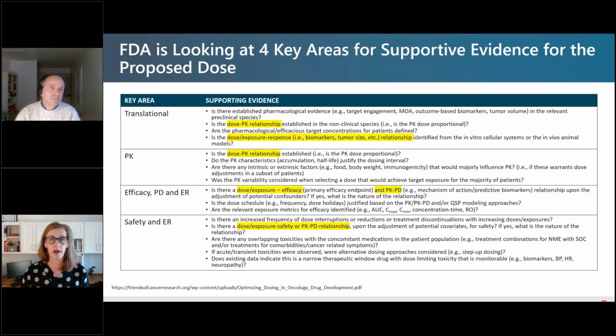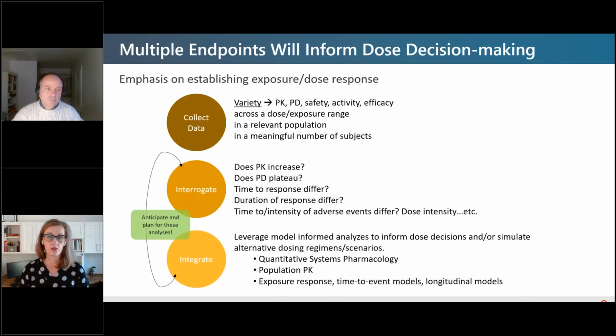Next slide. As I wrap things up, in the Friends of Cancer Research White Paper, an outline of the 4 key areas and associated critical questions for supportive evidence of the proposed dose was outlined. I provide a brief summary of the table here and have highlighted that for all of the key areas for translational, PK, efficacy, and safety, dose or exposure response relationships are being scrutinized. Next slide. In conclusion, for dose optimization, there is no singular endpoint that will be used for decision-making.